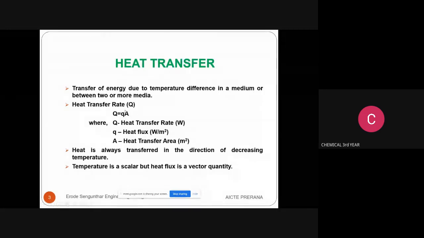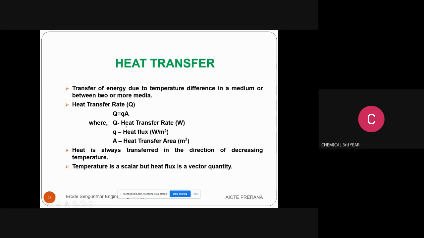Whatever the system we may take, it may be the pipe or cylindrical wire or nuclear section or whatever it may be, the cross sectional area is nothing but your capital A. So this is the relationship between the heat transfer rate and heat flux. Heat transfer rate is equal to heat flux into cross sectional area.